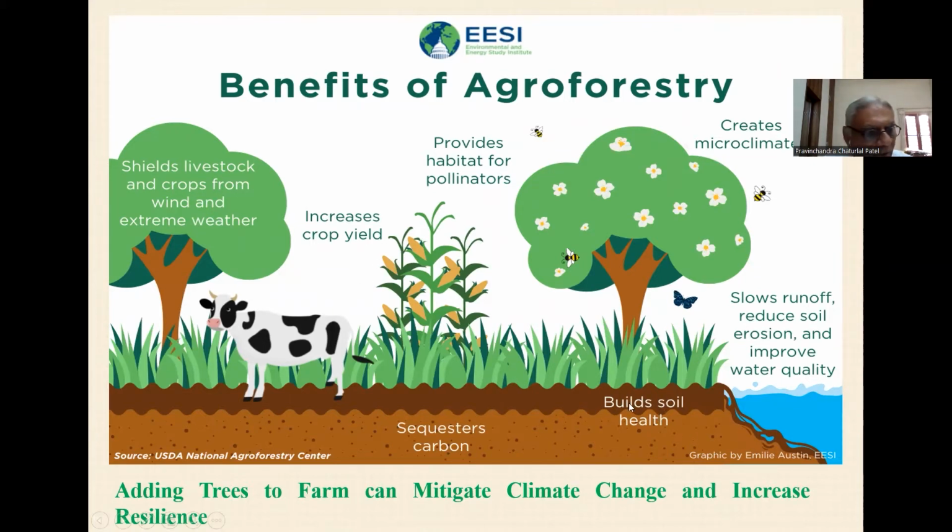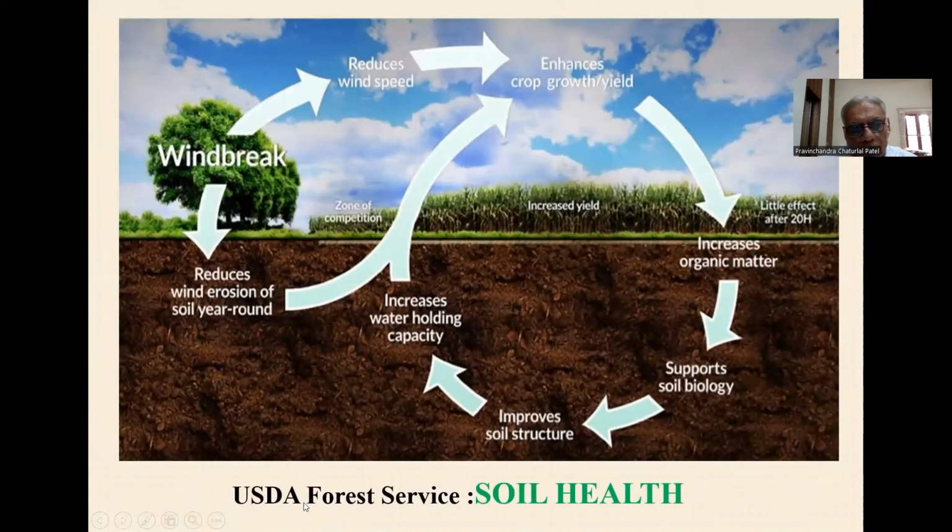Then it builds soil health. So you know that it improves the soil physical and chemical properties and thereby improves the soil health, and it also stores carbon in soil, so it helps in sequestering carbon. And yes, the United States Department of Agriculture Forest Service, so it is related with soil health. So in a previous slide I discussed that it works as a windbreak, reduces wind erosion of soil year round, reduces wind speed, then enhances crop growth and yield.